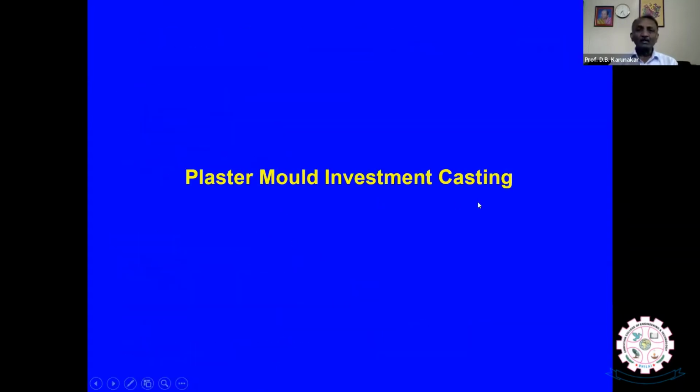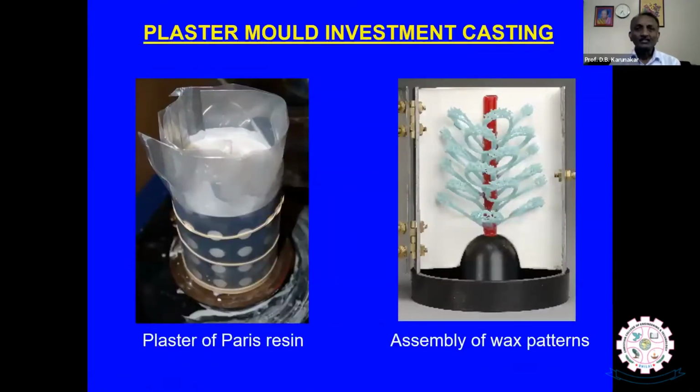The next one is the plaster mold investment casting process. What is the principle? The principle is similar to the solid mold investment casting process. In the case of the solid mold investment casting process, we make a ceramic slurry made up of fine ceramic ingredients, and that ceramic slurry will be poured inside the vessel in which there is a wax pattern. But in this process, instead of the ceramic slurry, plaster of Paris slurry is used. So this plaster of Paris slurry will be poured inside the vessel. That's the only difference.